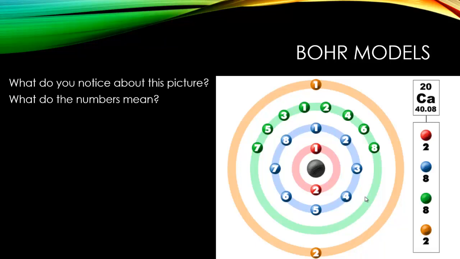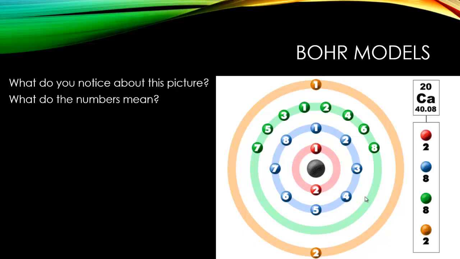Okay, to start, what do you notice about this picture? There's a bunch of numbers in there. What do those numbers mean? If you take a look at the inside of the atom, and yes, that's calcium, element number 20, there's numbers 1, 2, then there's a second circle and it counts up to 8. There's a third one that counts up to 8, but you'll notice it doesn't go all the way around the circle. And then there's a fourth one that counts up to 2.